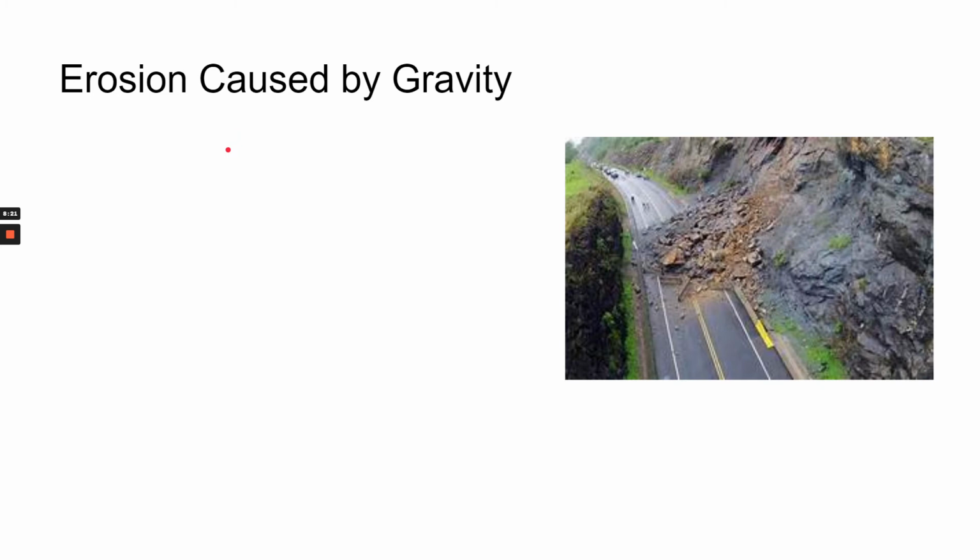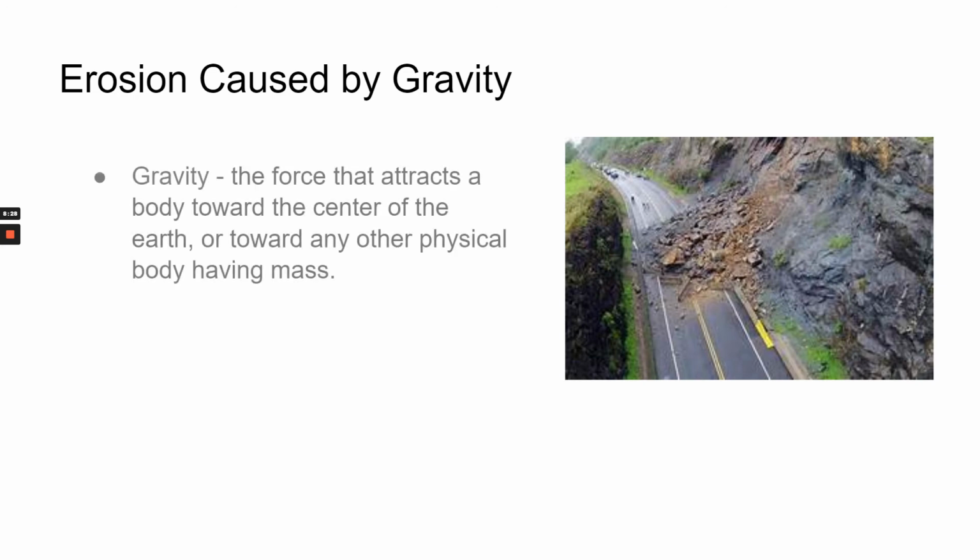And then our last, we call them agents of erosion or forces of erosion, is erosion caused by gravity. So just to review this concept, gravity is the force that attracts a body toward the center of the earth or towards any other physical body having mass. So basically it's what keeps us standing on the Earth's surface rather than floating around in the atmosphere.